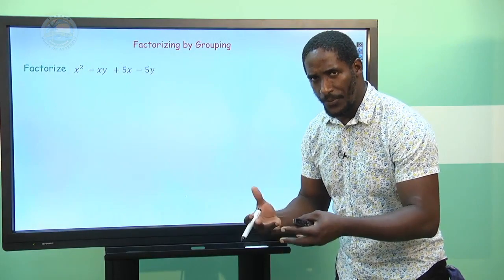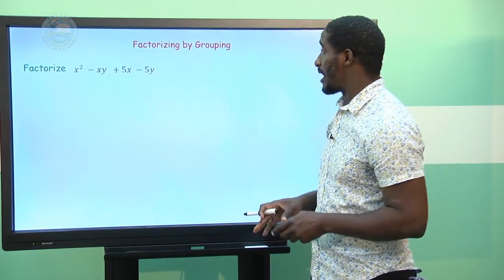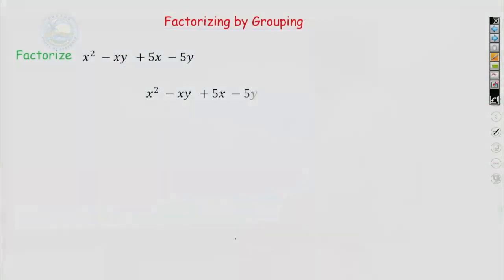How are we looking here? I like this. This is nice. Let's go down the road again. What about this one? Again, utilizing the grouping method, we still have to utilize the distributive property. So utilizing the grouping method here, this is what we have: x squared minus xy plus 5x minus 5y. Grouping based on what we see as common factors.